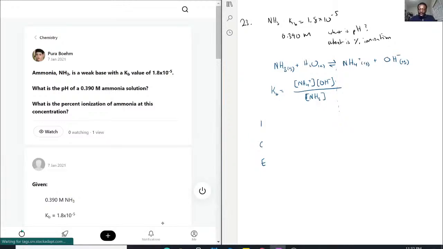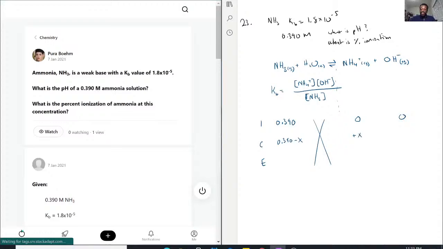So the initial for the NH3, as they told us, was the 0.390 molarity. We don't need water, so we can just cross that out. And then the NH4 and the OH minus, we assume we just start with 0 for each. Okay? And now, for the change, is going to be 0.390 minus X.